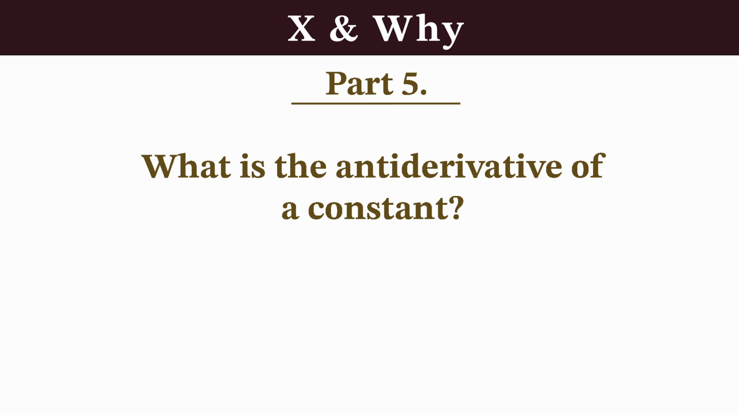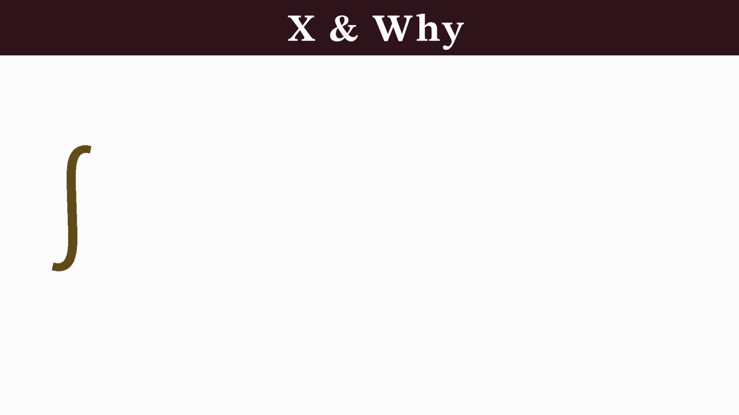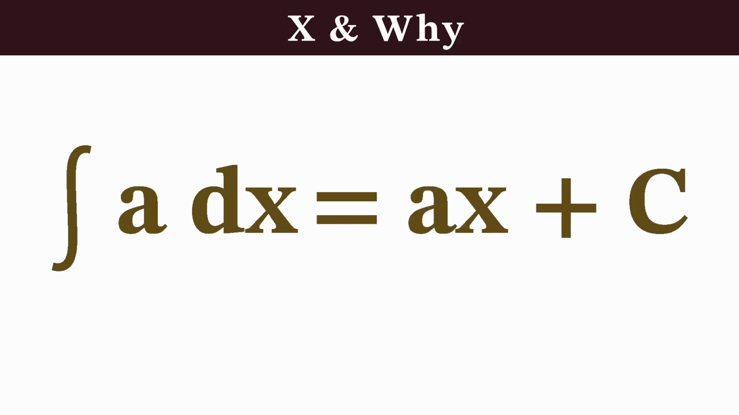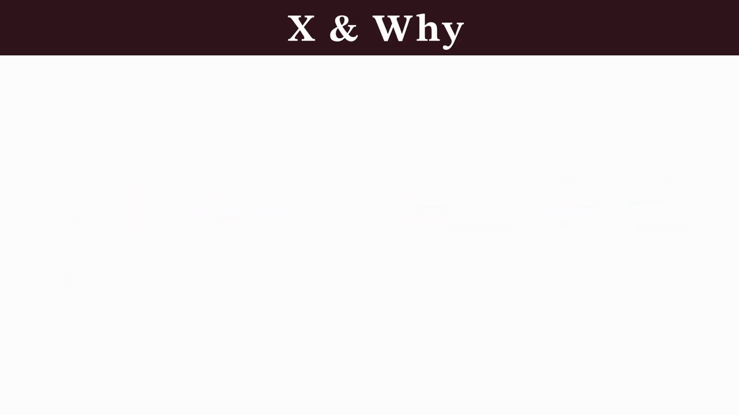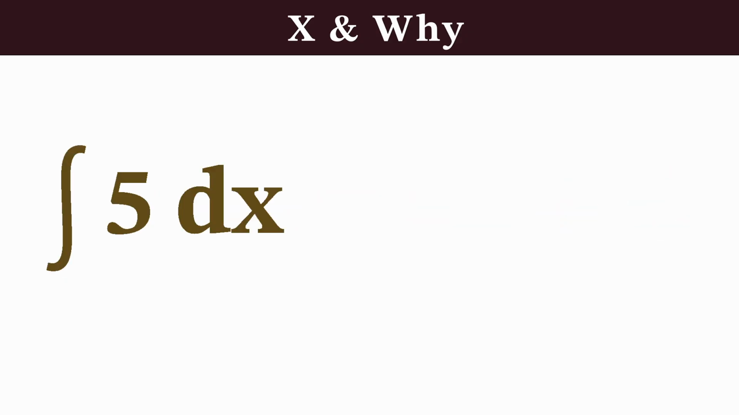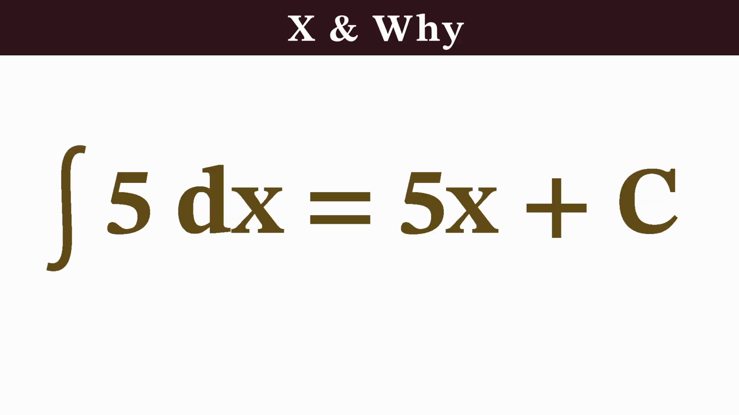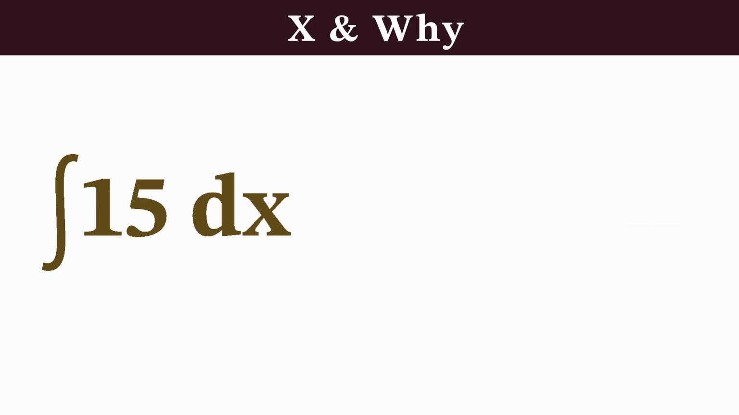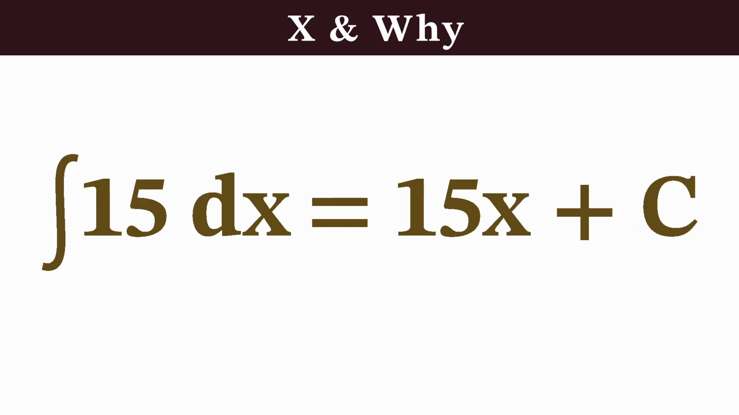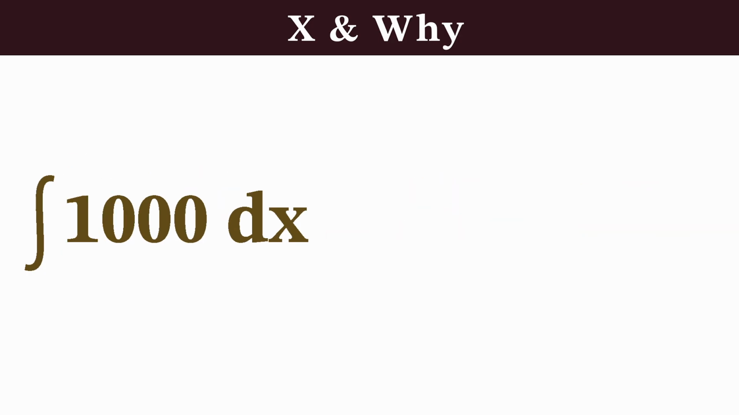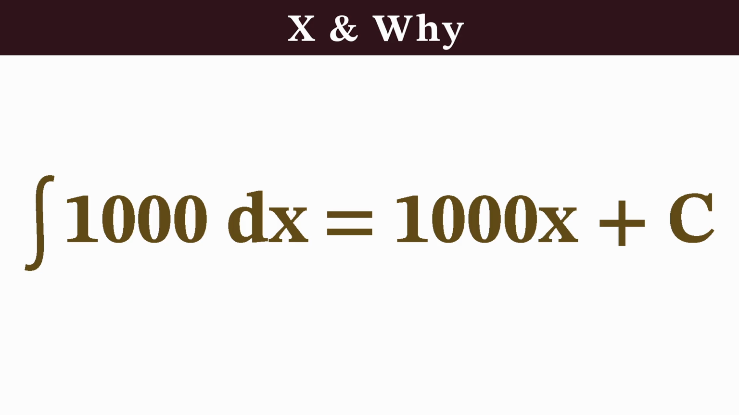Part 5. What is the antiderivative of a constant? The antiderivative of any constant is equal to the constant times the variable that the function is derived with respect to. Here are some examples. The integral of 5 is 5x plus c. The integral of 15 is 15x plus c. The integral of 1000 is 1000x plus c.